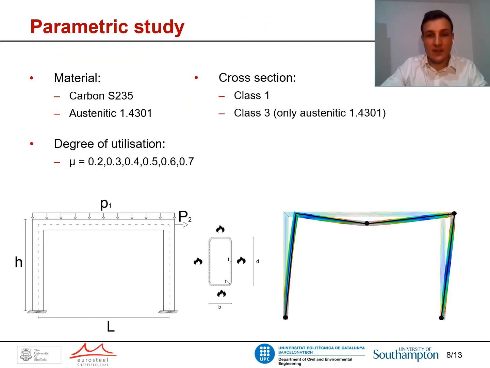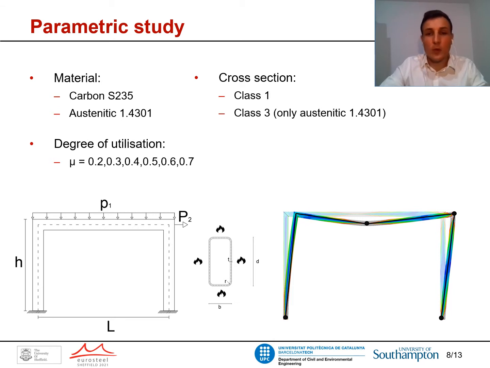One of the main parameters that affect the response of any type of structure under fire is the degree of utilization, which is the amount of load applied when the fire starts, compared to the maximum load that the structure can withstand at room temperature. Of course, the structural response of a steel frame subject to fire clearly depends on this degree of utilization.